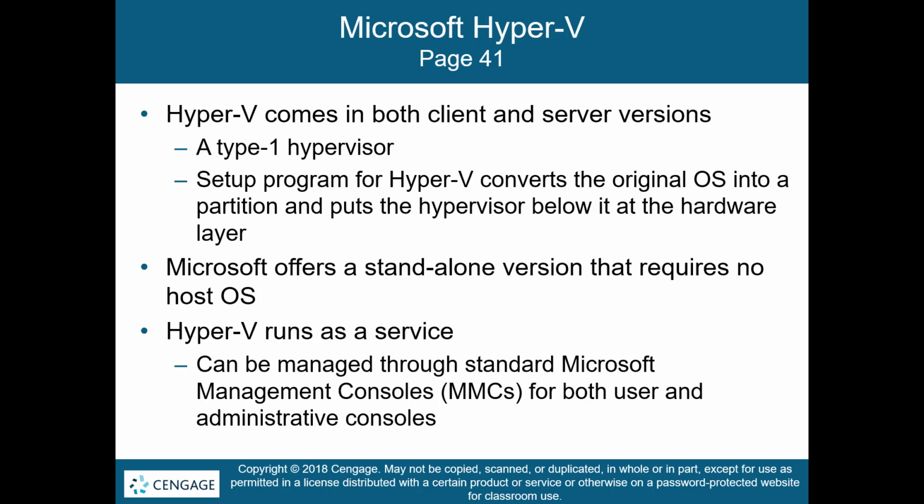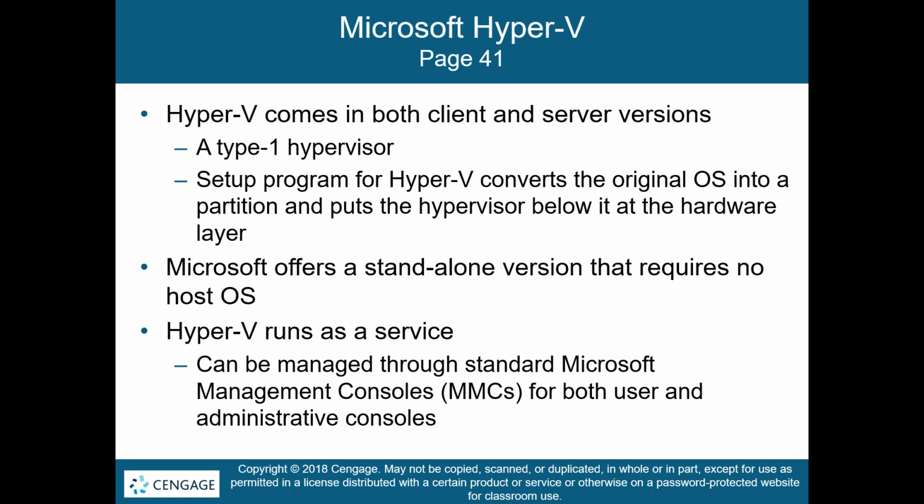Hyper-V comes in both client and server versions, as we mentioned. It is a Type 1 hypervisor, even when running from Windows 10. There's a setup program for Hyper-V, which you can use to convert the original operating system into a partition, and it puts the hypervisor below it at the hardware layer. So when you implement the Hyper-V feature on Windows 10 or Windows Server, the server, or in this case the desktop operating system, will become a partition within Hyper-V. And Microsoft offers a standalone version if you would like to run it without a host OS.